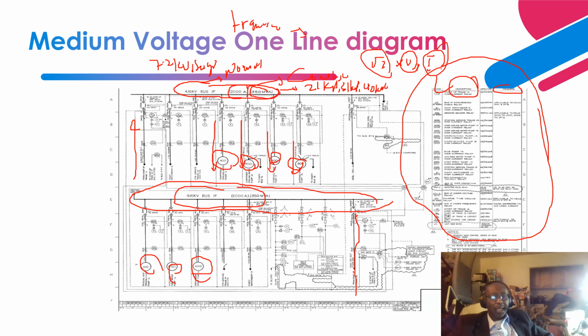Okay, so over here are all the relaying schemes that you can see. Like I told you, you have a 50/51 for your phase protection, then a zero sequence component that is 50G for ground fault protection.